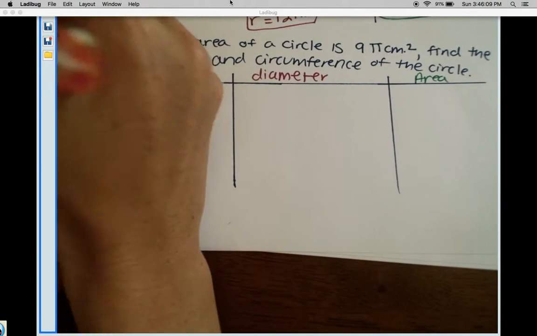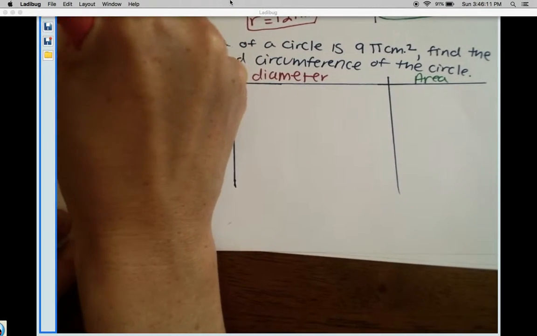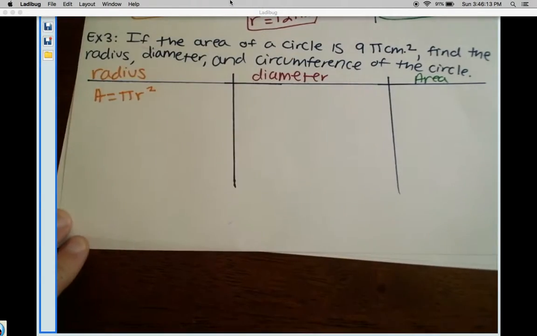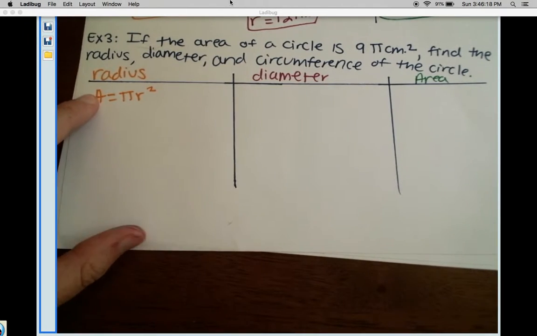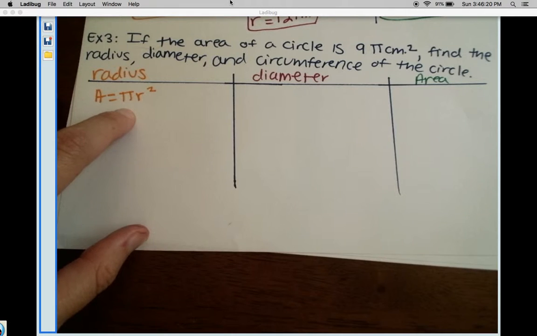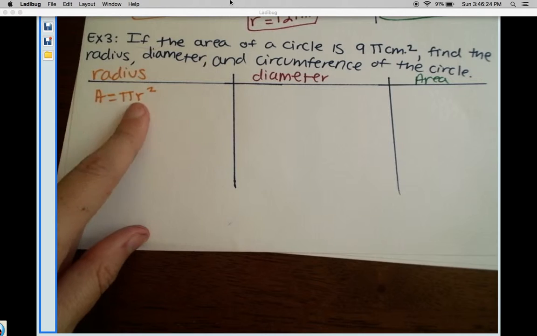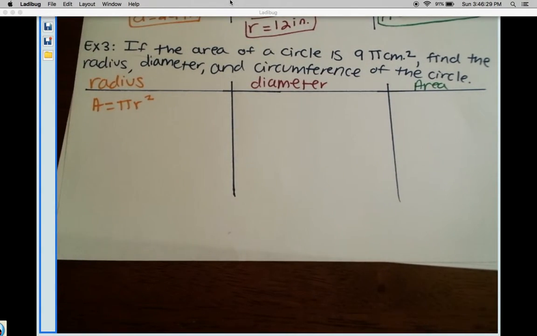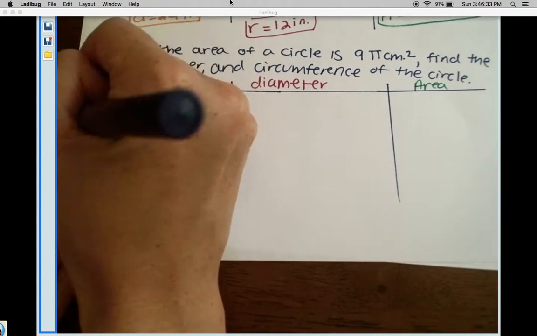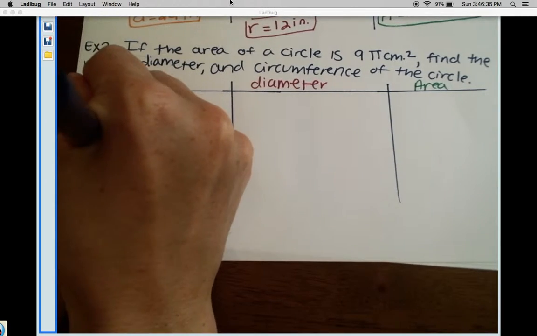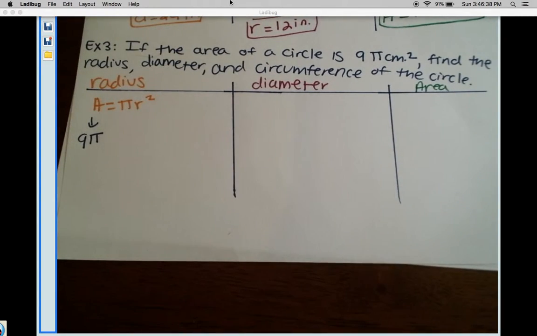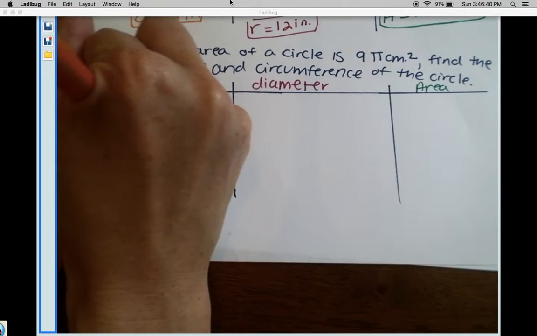So area equals pi r squared. Okay, so I'm just going to fill in my values because if I know the area, then I can just solve for the radius. But be careful, this is the radius squared. So we're going to have to do some square rooting to undo that squared. So be careful. Okay, so let's start filling in our values. So area is 9 pi. So I'm going to fill that in: 9 pi equals pi times the radius squared.